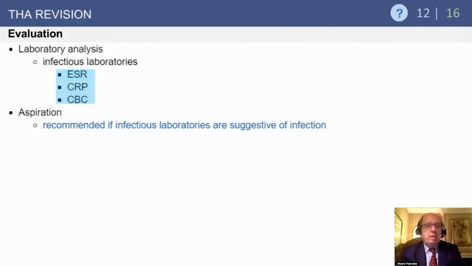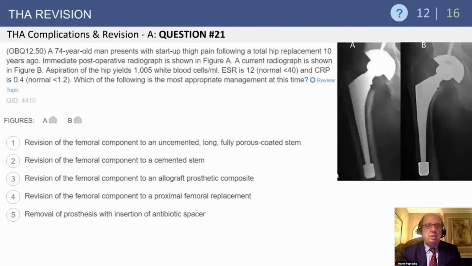You must make sure there's no infection. So you have to do a SED rate, CRP. CBC is not that helpful, and we recommend aspiration if SED rate, CRP is elevated, or if you're very suspicious of an infection. So let's look at an example here and try to put some of this into practice.